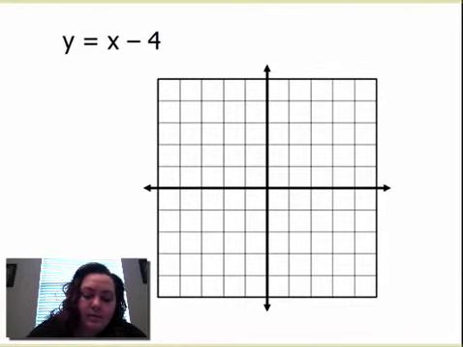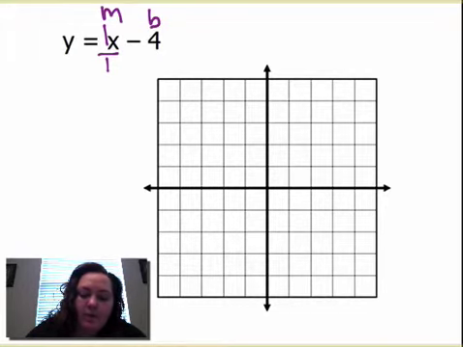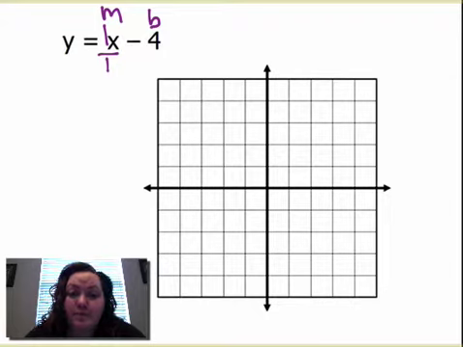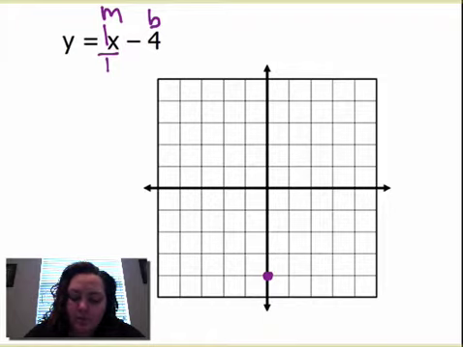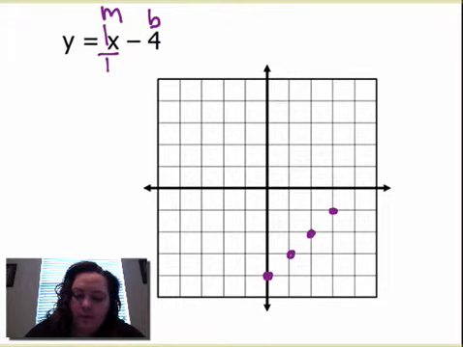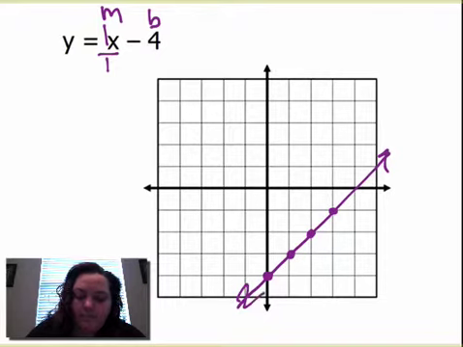This one, you might need to add a little bit of stuff here. I want to put a 1 there, and I'm going to make it a fraction. So this is m, this is b. My y-intercept is negative 4 because it's minus, but the equation is y equals mx plus b. So if I have a minus, that means that my b, or my y-intercept, is negative. I'm going to go down to negative 4, put a dot. My slope is 1, so up 1 over 1, up 1 over 1. Once I have that, I have enough to draw my line.